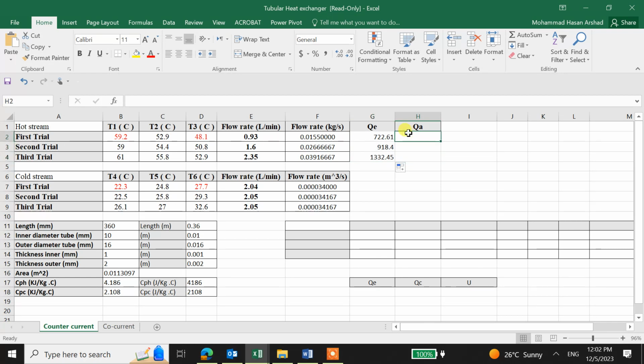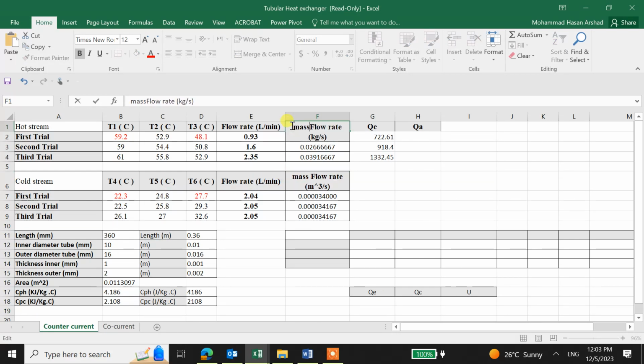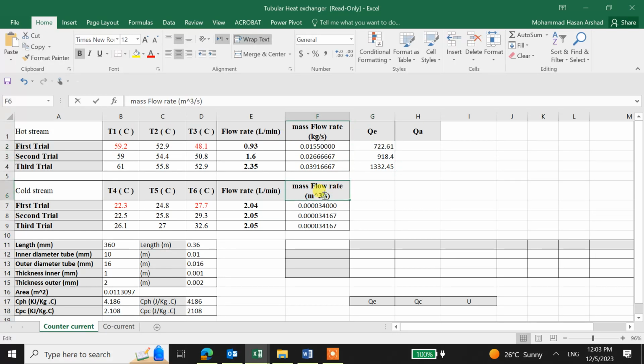Okay, easy. Q absorbed, again mass flow rate of cold. Now we have the flow rate here also. This is also mass flow rate, in kilogram per second. So what we need to do, we need to multiply with the density of water. So Q absorbed is mass flow rate of this times Cp. We will assume the same Cp for cold and hot. There could be a little bit of difference.